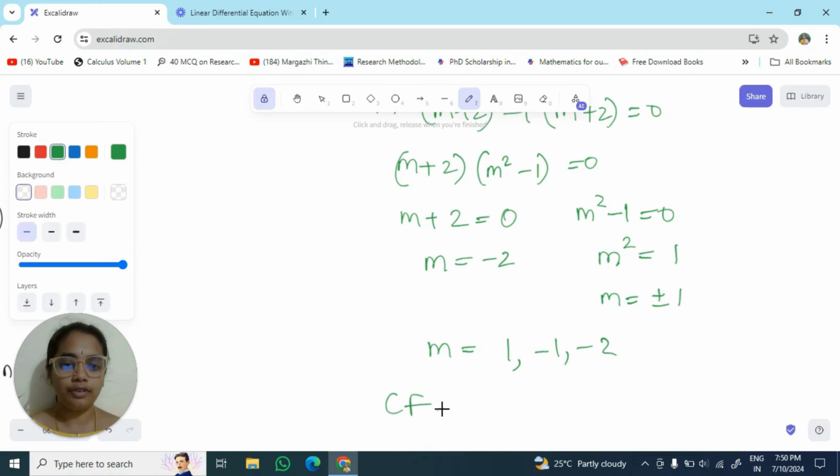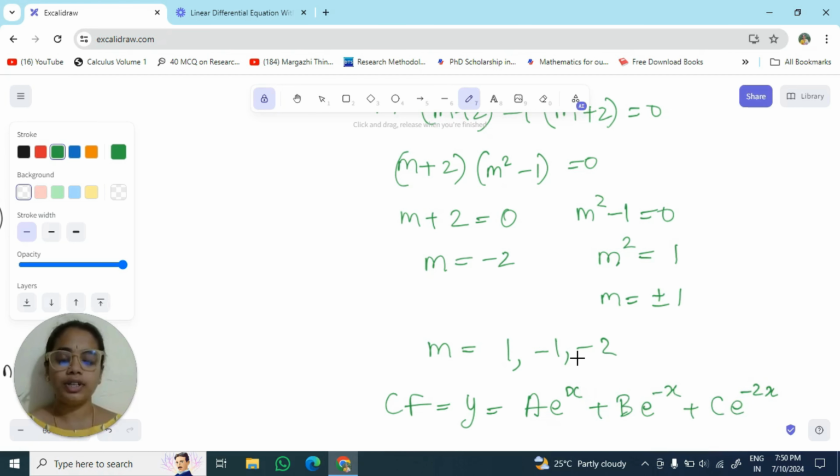So our CF would be, clearly all the three are distinct, right? So we would get A e power x plus B e power negative x plus C e power negative 2x. Okay, so this can be written in any order, right? You can also write negative 1 first, then positive 1, or negative 2 first, a into e to the power negative 2x. The order doesn't matter, only the roots have to be correct.